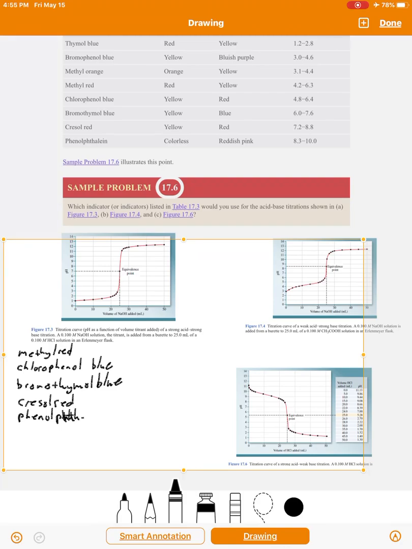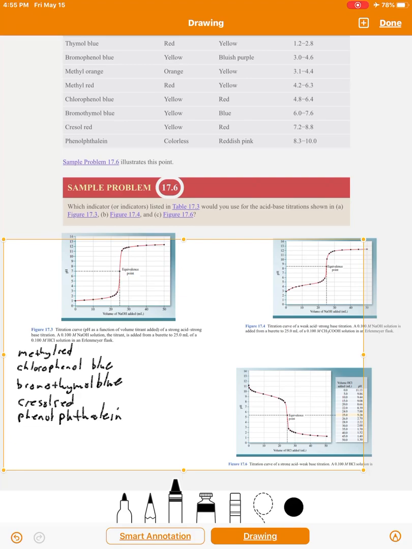Let me spell this correctly. Phenolphthalein is a fun word to spell, so let's go ahead and do it correctly. Phenolphthalein. Okay, so it doesn't have to be right on the equivalence point, it just needs to be near it. So, the lowest value for methyl orange is 4.4, that's pretty far off, but methyl red at 6.3 is pretty close to 7, so it's close enough.